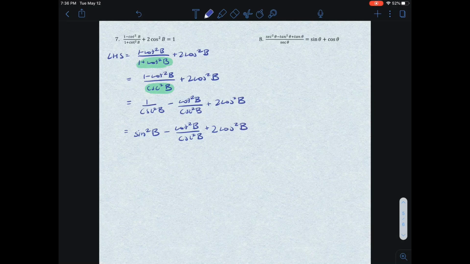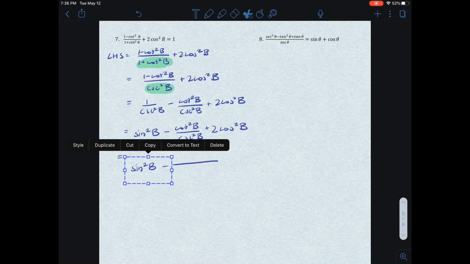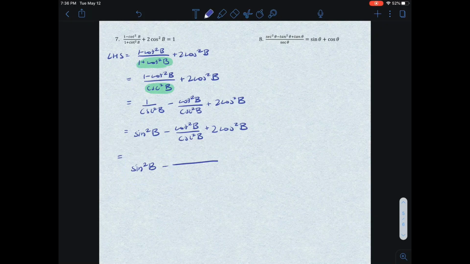At this point, my main focus is going to be on this term right here. I feel like there's a lot I can do with that, right? I want to be able to simplify that. I think the way I'm going to simplify this, though, is just write everything in terms of sine and cosine. I feel like that's going to be a lot easier. So keep everything else the same for now. When I see cotangent squared, I'm going to rewrite that as cosine squared of b over sine squared of b. And when I see cosecant squared of b, I'm going to write that as 1 over sine squared of b. I'm going to keep everything else the same.